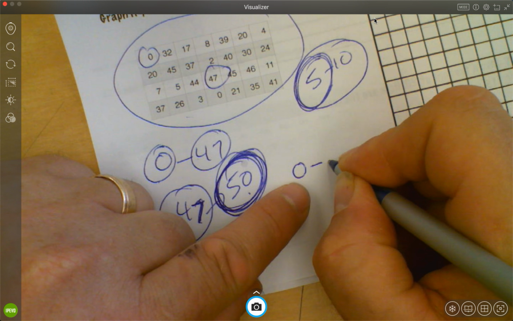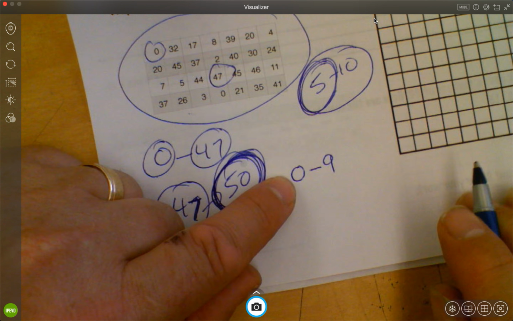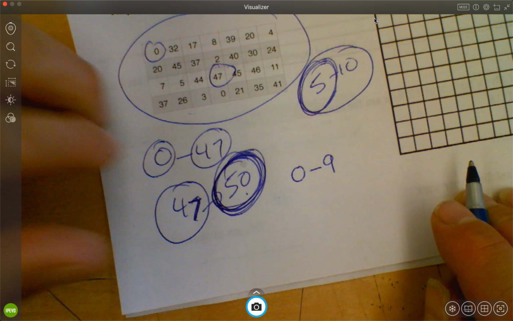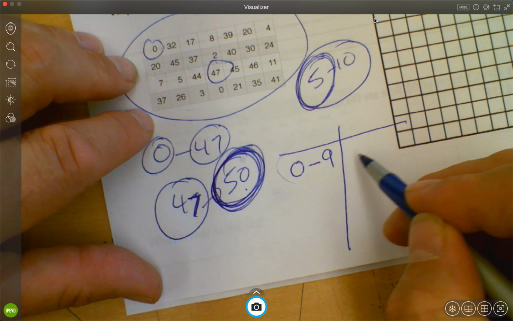Now, kids often want to write a 10 here. But 0 to 9, that is actually 10 numbers: 0, 1, 2, 3, 4, 5, 6, 7, 8, 9. That is 10 numbers. So I'm making a T-chart. Any number that's 0 to 9 will fall in here.